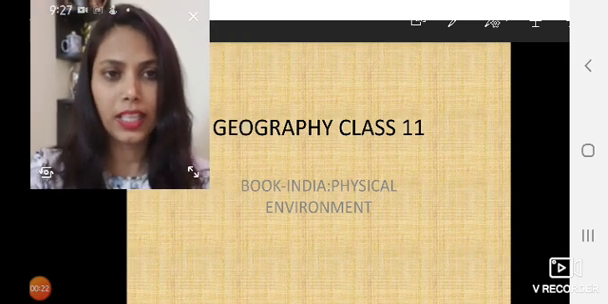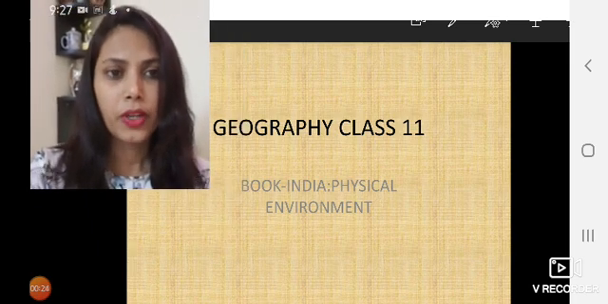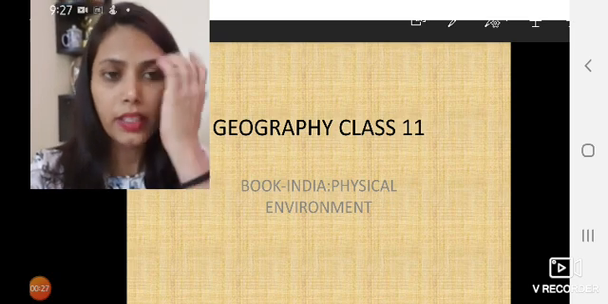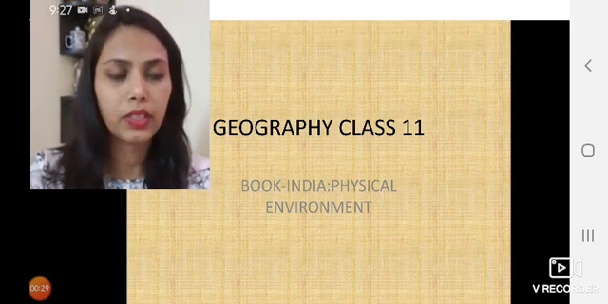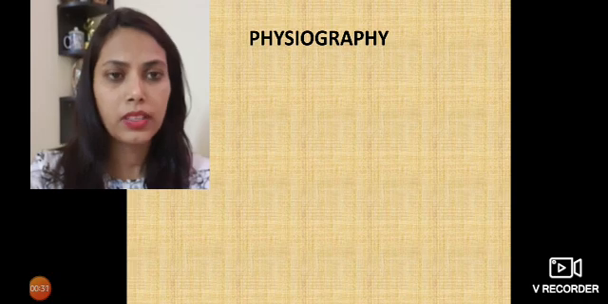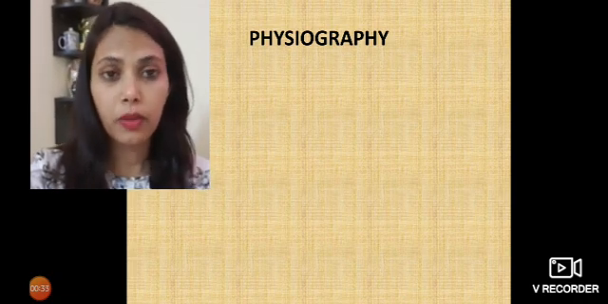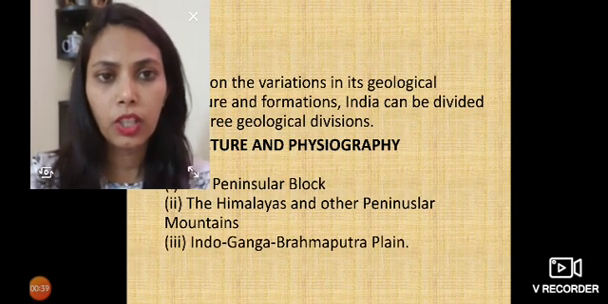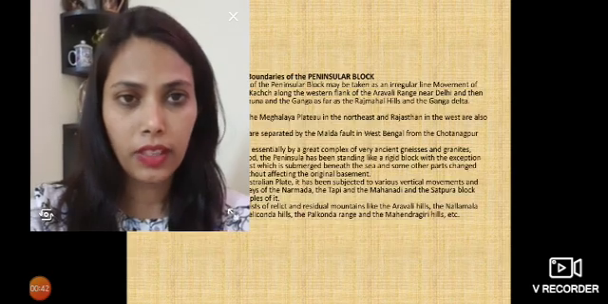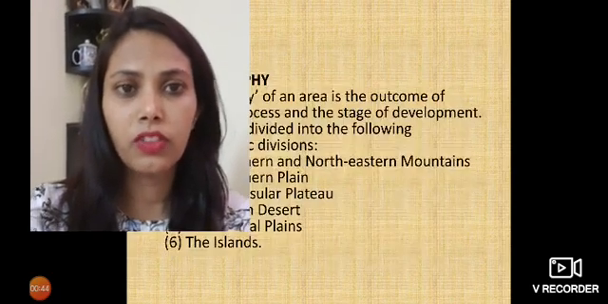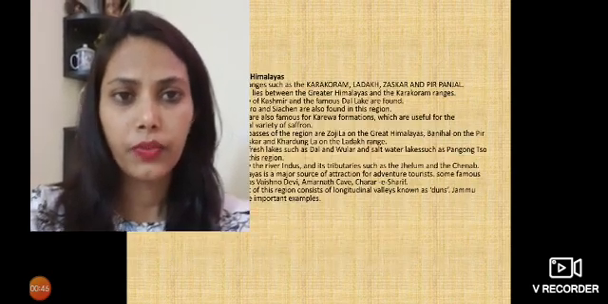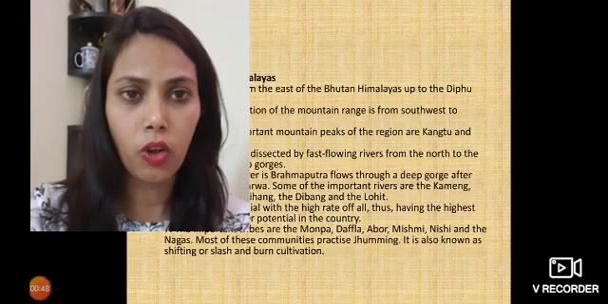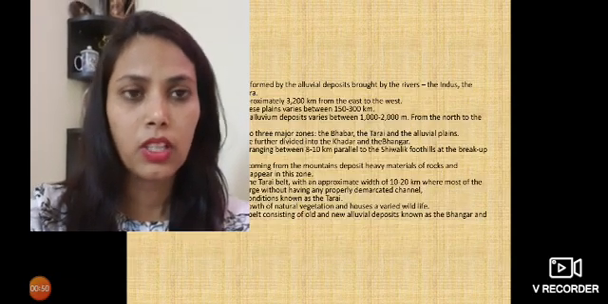So it's Geography class 11. We're doing the book India Physical Environment, and we study about physiography in this chapter, and we have a lot of physiographic divisions. There are six physiographic divisions in India, out of which only Himalayas is not covered, and one more. So that physiographic division we'll start today.